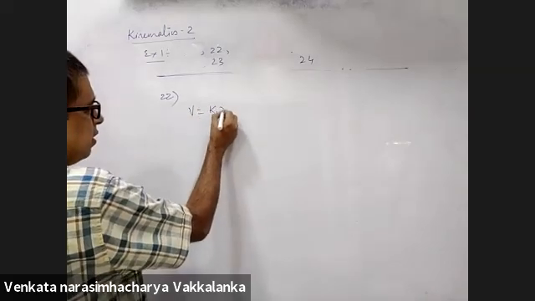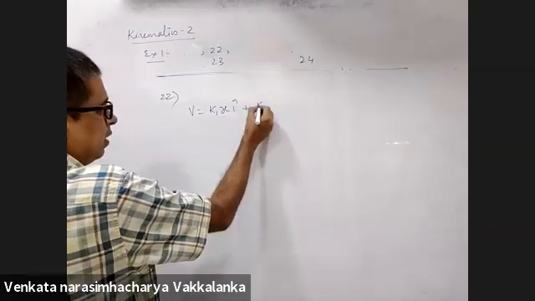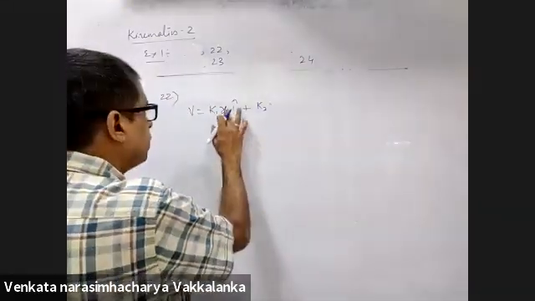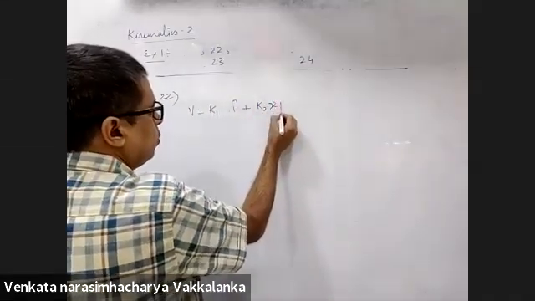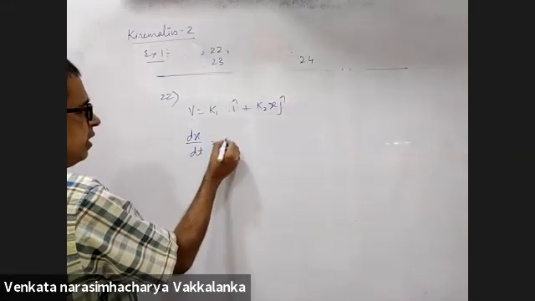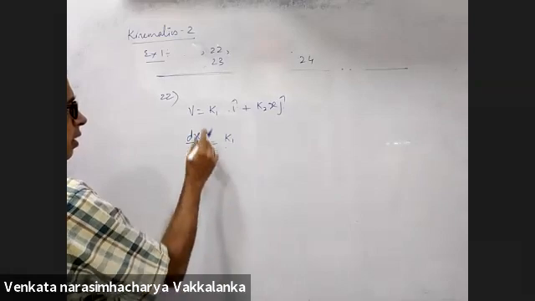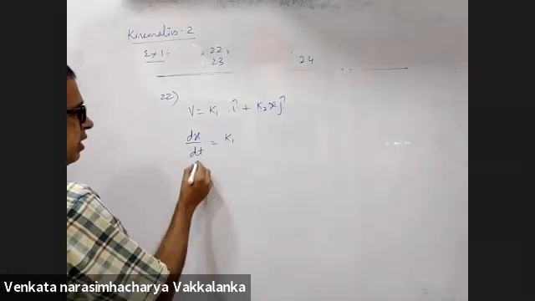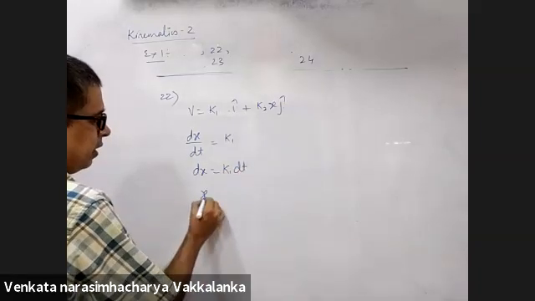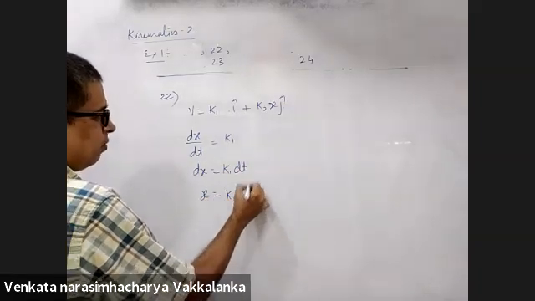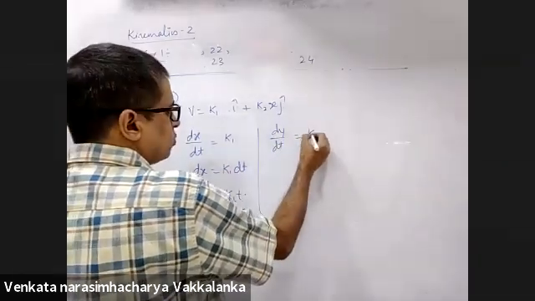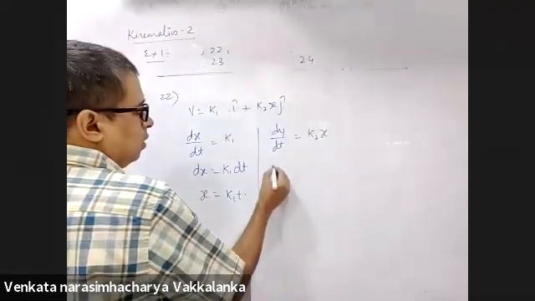V is k1 i cap plus k2 x j cap. dx by dt is k1, so dx is k1 dt, and x is equal to k1 t. Dy by dt is k2 x.